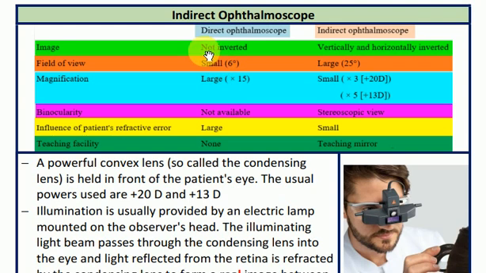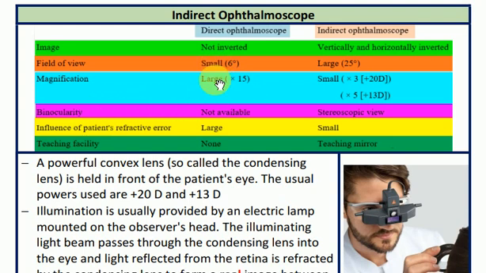So the differences are in the image. The image in direct is not inverted, while in indirect it is inverted, both vertically and horizontally. The next difference is in the field of view. The direct ophthalmoscope view is 6 degrees, which is small, as compared to a large 25 degree field of view by indirect. The next difference is magnification. The magnification in case of direct is 15 times. In case of indirect, it may be 3 times or 5 times: 3 times in case of 20 diopter, 5 times in case of 13 diopter.